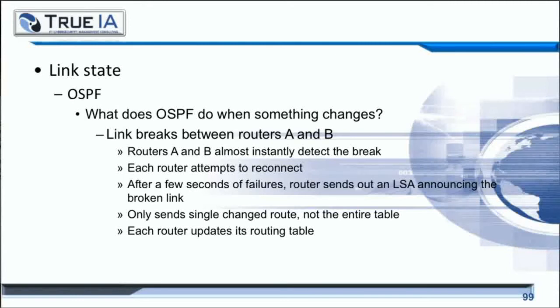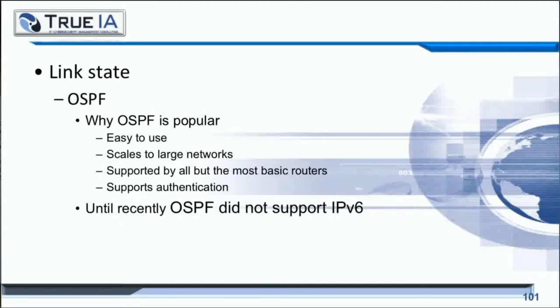For instance, if a link breaks between, let's say, router A and router B, routers A and B almost instantly can detect that break, and then each router, after they attempt to reconnect and fail for a few seconds, sends out an LSA announcing the broken link. However, instead of sending the entire table, it will only send a change to that link. This way, all other routers will only have to update the single change without having to accept an entirely new routing table.